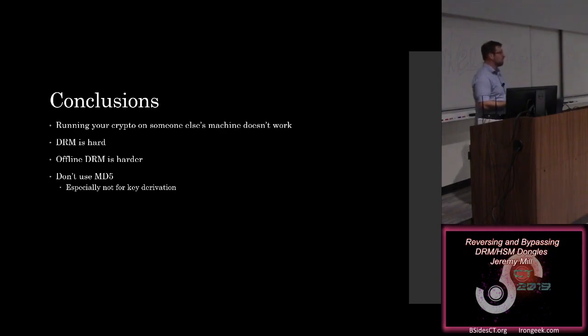DRM is hard. Offline DRM is even harder, right, because you control everything. You control the full piece of this, which is like with the other DRM systems, and just replaying over a USB bus. That's a lot harder to do when it's your server on the other side in your data center. And I guess the last thing is, don't use MD5. Most of you should know that already, but just in case, don't. And especially don't use it for key derivation. And also don't use ECB mode. That's just my public service piece of that.